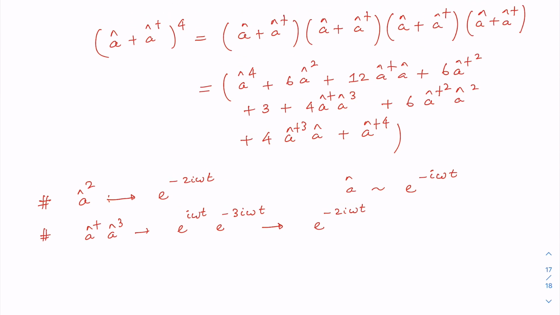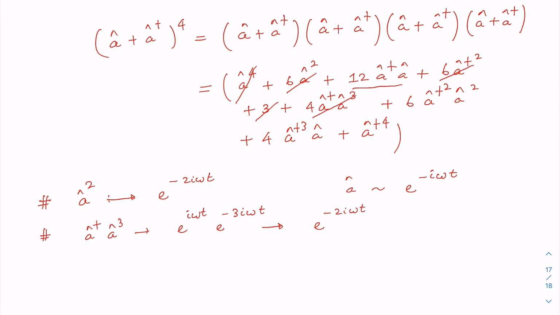This term would rotate with frequency 4 omega. So we can neglect that, we can drop that term. This term is going to rotate with frequency twice omega. This term is a non-rotating term. This term will rotate with frequency twice omega again. We can drop that term. This term we can also drop because this is simply an energy offset term. This term is also going to rotate with frequency twice omega.